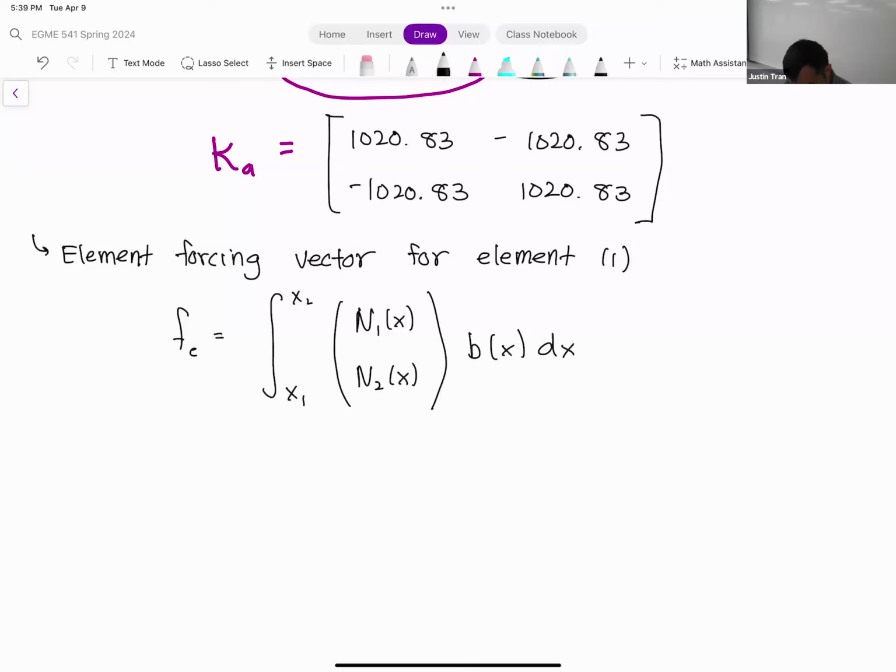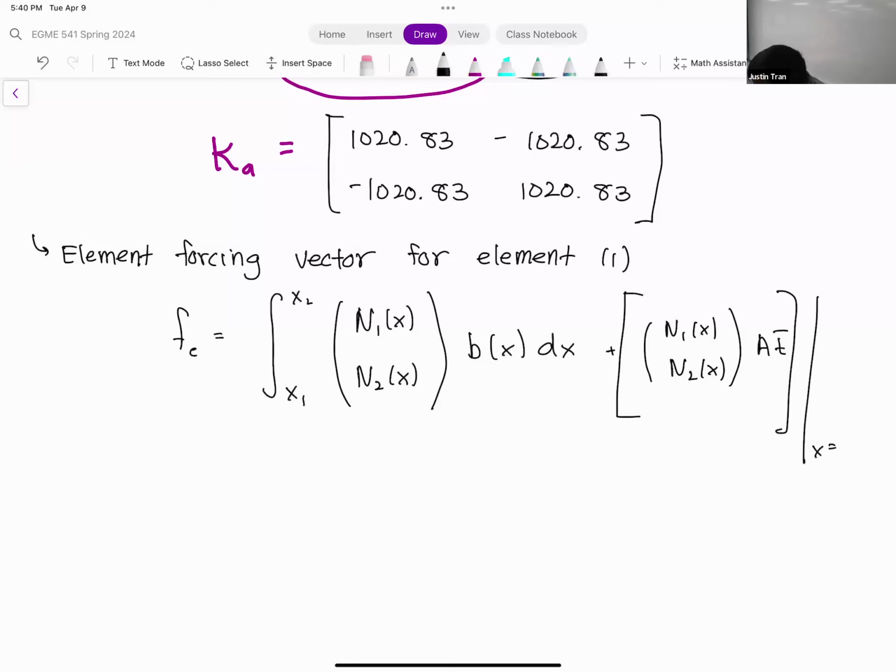Okay. Plus the Neumann boundary condition term. Okay. So plus the quantity N1 of x and N2 of x times A times t bar, evaluated at x equal to the Neumann boundary.